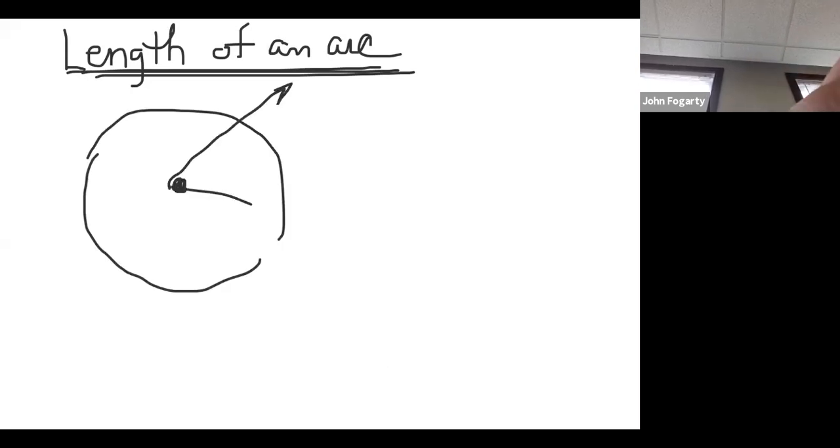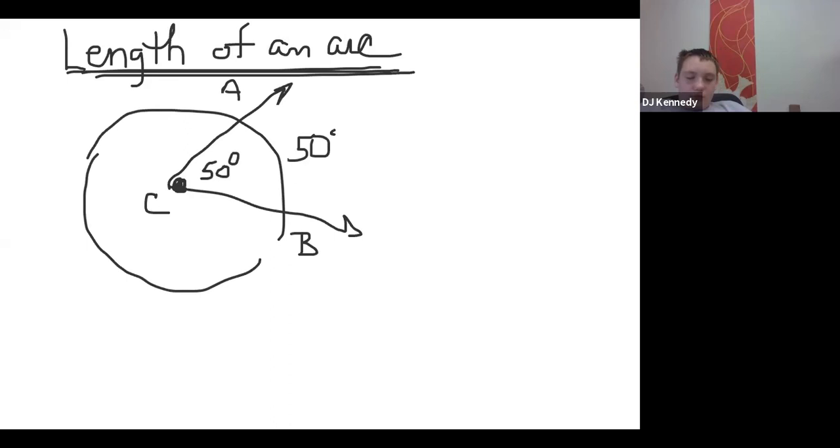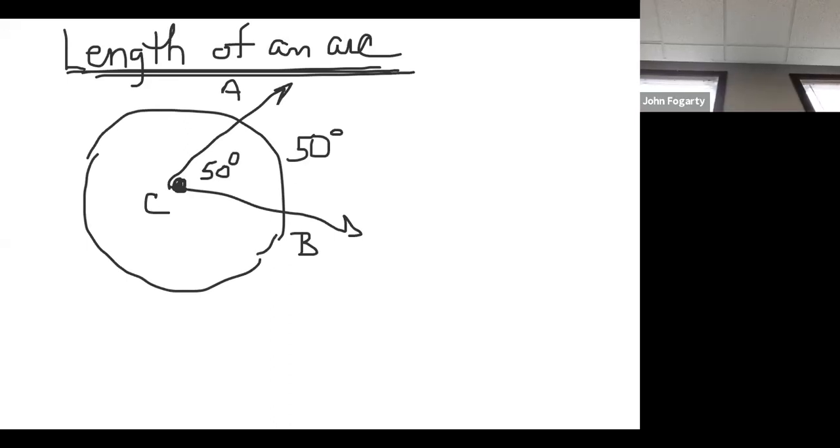If I give you this picture, what's the measure of arc AB? What's the measure of arc AB? 50. Good. Let me change the picture for you. Let me ask you a different question. The radius is 6. How far is it from A to B?